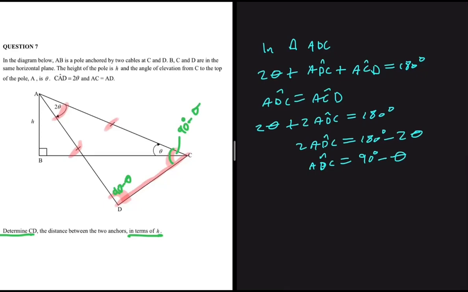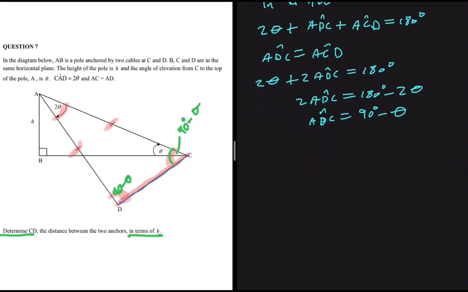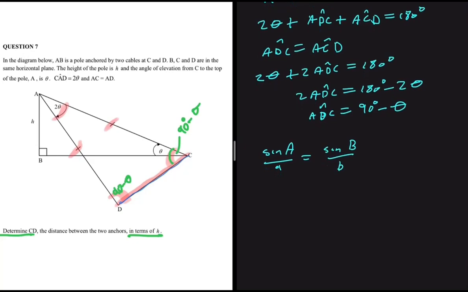Let's not forget our aim. We want to determine line DC in terms of H. So what can we do here? We can use the sine rule, right? We can say that sine of A divided by the side A will be equal to sine of B divided by the side B. We're still in triangle ADC. So let's take sine of 2 theta. So we're saying that sine of 2 theta divided by the opposite side, DC, will be equal to, let's take this angle here, 90 minus theta, right?